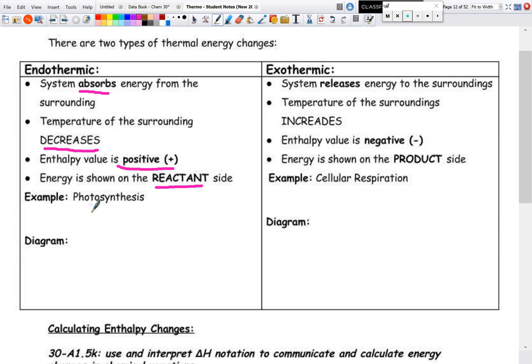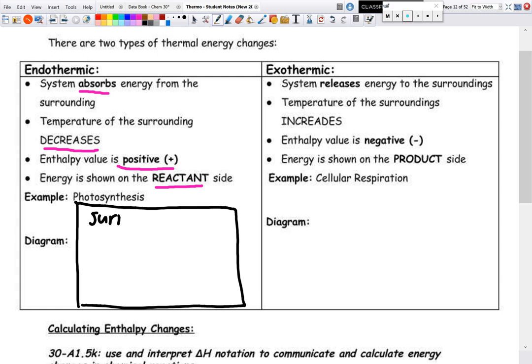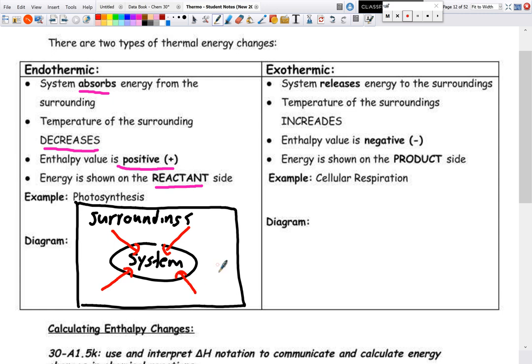Now, just remember an idea of what's going on. This is going to be a very crude diagram of system and surroundings. So in endothermic reactions, energy here is going to be in red. What is happening is that energy is going to leave the surroundings and go into the system. So that's how the system absorbs energy. It's taking it from the surroundings. And here the red arrows are energy.